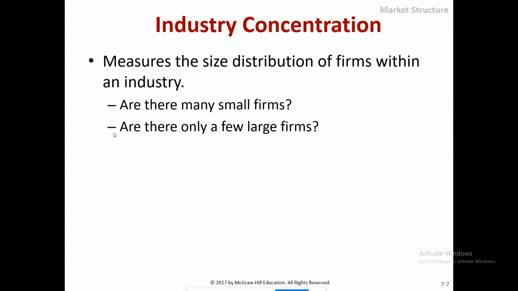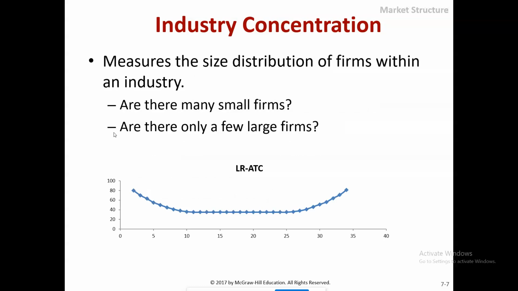Let's look at the first one, market or industry concentration. It measures the size distribution of firms within an industry. Are there many small firms? Or is there only one large firm or a few large firms? Or does the market accommodate firms with different sizes?